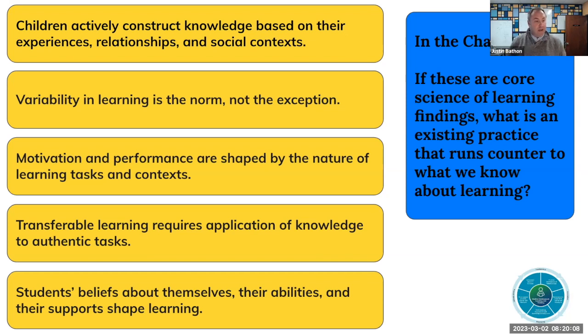Transferable learning requires application of knowledge to authentic tasks. And students' beliefs about themselves, their abilities, and their supports shape their learning, right? That's a self-efficacy thing that we probably know, but just a good reminder that their self-efficacy is a really critical driver in what will actually happen. The students control learning, right? This is the Ken Robinson reminder that we are like gardeners. They will grow themselves. They control learning and growth. We as educators are like gardeners trying to set the right conditions.